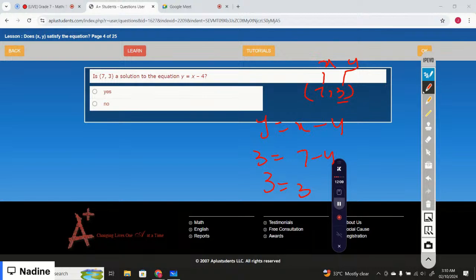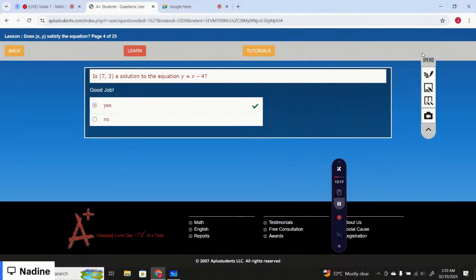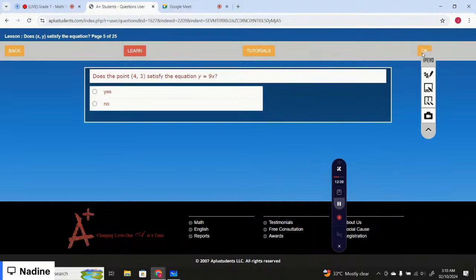Okay, so the correct option is yes, they both are exactly equal. Okay, does the point (4, 3) satisfy the equation y equals 9x, which is the correct option?